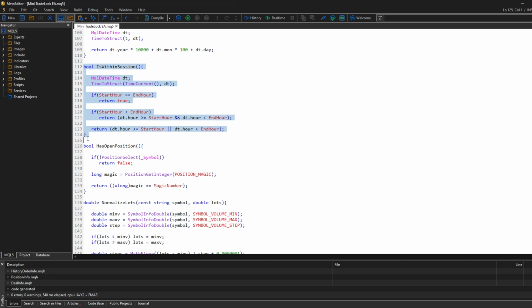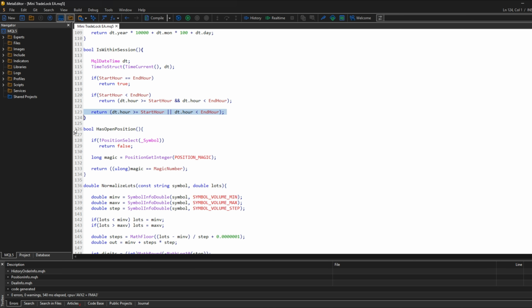Next we have the session filter. So we create an MqlDateTime structure again, and we convert the current server time into it. If the start hour and end hour are the same, we return true, meaning trading is allowed today. If the start hour is less than the end hour, we check whether the current hour is between those two values. And if the session crosses midnight, the final return handles that by checking whether the hour is after the start or before the end. So this function tells us whether trading is currently allowed based on the session times.